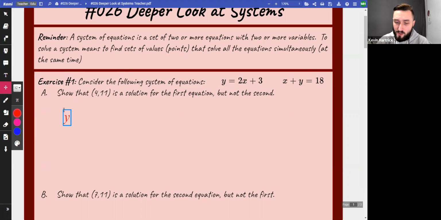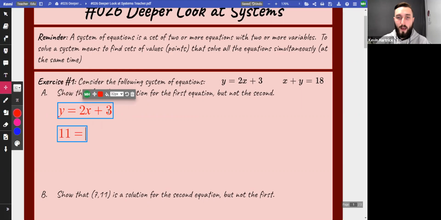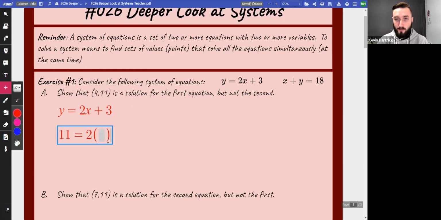So first thing I'm going to do is rewrite my equation. Okay, so I'm starting with the first equation here, y equals 2x plus 3. I'm going to now substitute in my x and my y. So my y value in this point is 11. So now I have 11 there instead of a y. Okay, still have my 2. Okay, I'm putting my little parentheses pocket because 2x means 2 times x. Okay, so this is going to be 2 times 4.